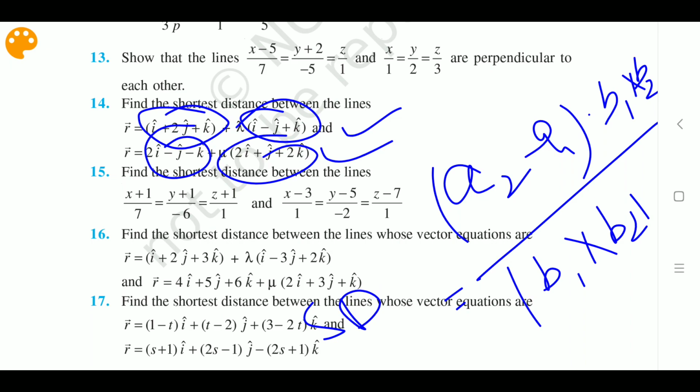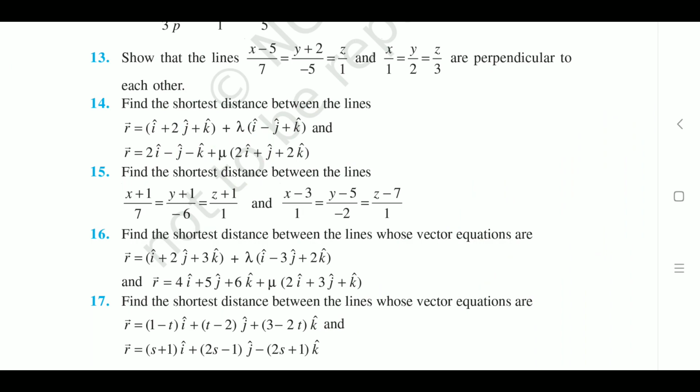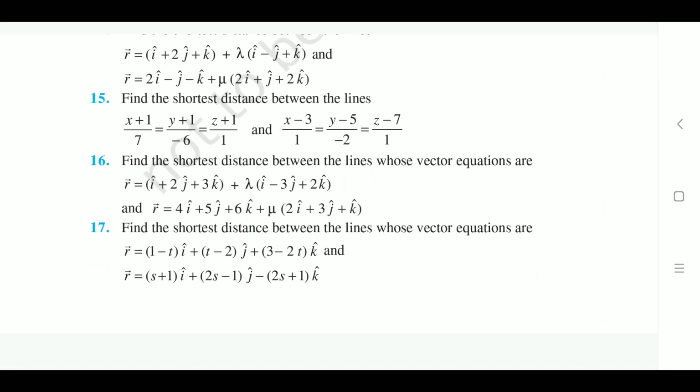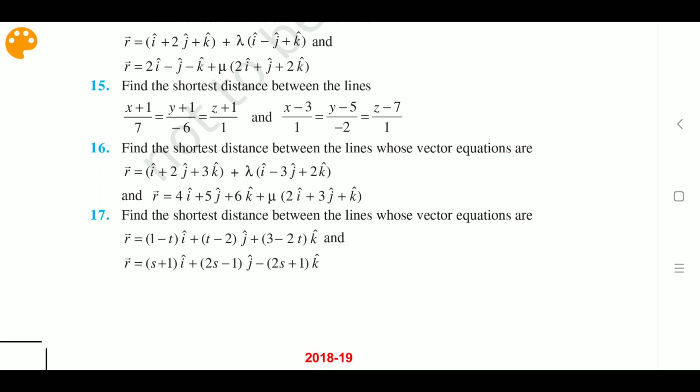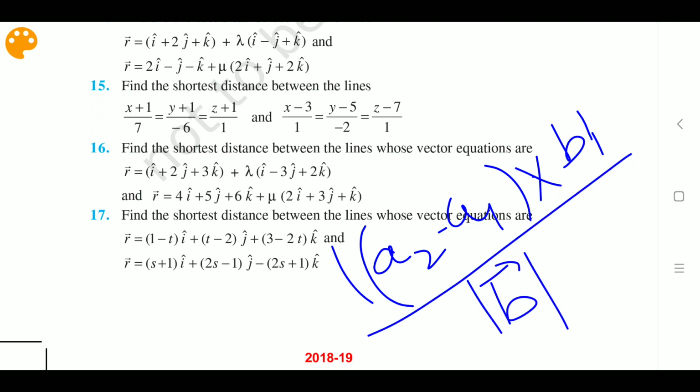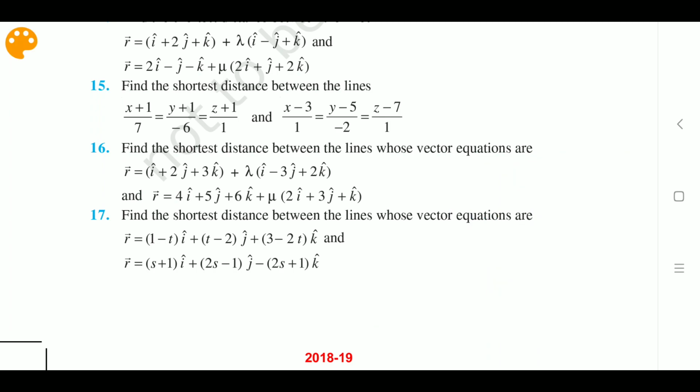If you have to find out the shortest distance between two parallel lines, in that case the formula will be similar but with a little change: A2 minus A1 cross B, since there is no B1, divided by the magnitude of B. This is not dot, this is the cross product, and this is the magnitude of B. So in these last three questions you have to find out the simple shortest distance. You can always find it.